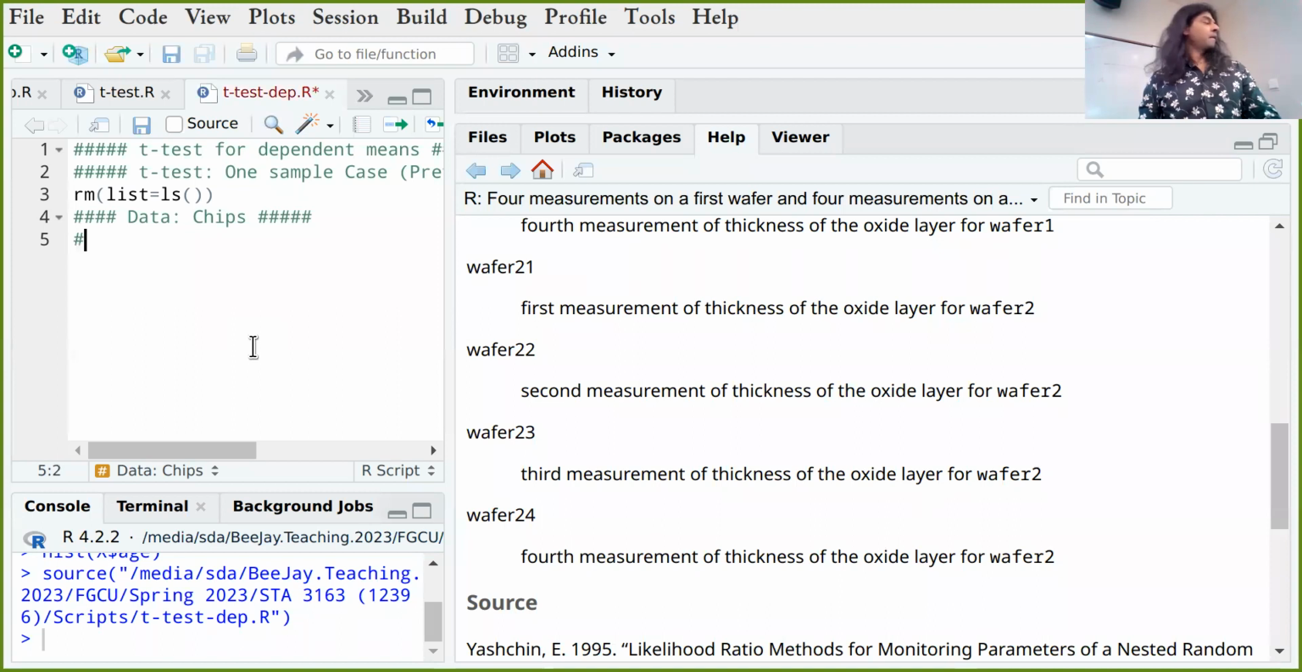So we are going to pick wafer 1. So is a wafer like considered a layer? Yes. Thin layers of silicon dioxide. So if we consider wafer 1, the same wafer is subjected to 4 measurements. Yes.